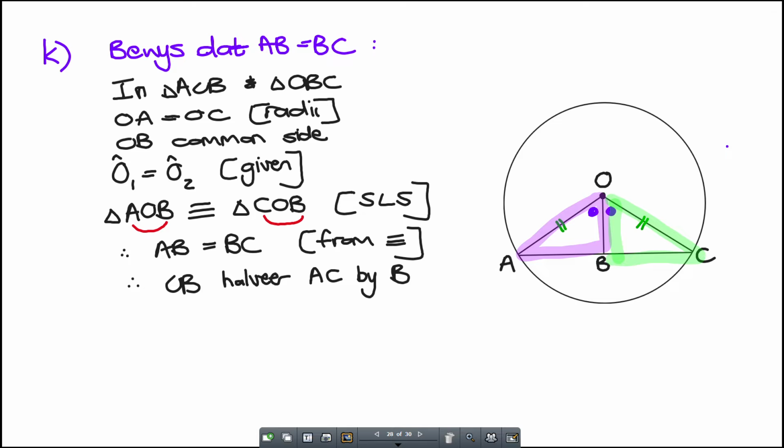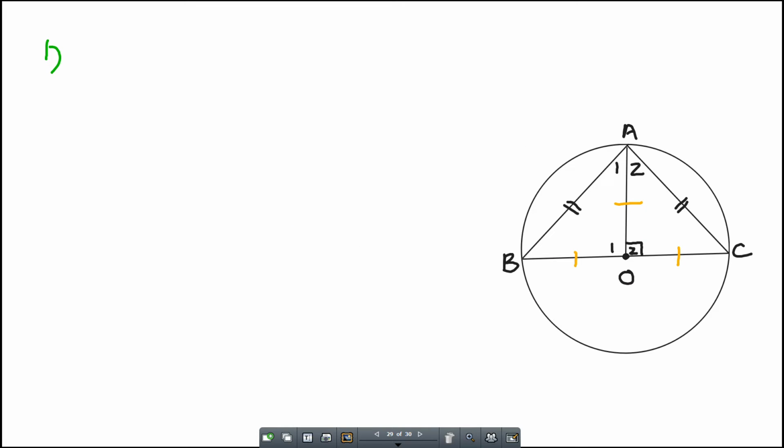Kan ek maar skip? Is there any other questions here? Right, then at L. Hier sê hulle vir my, in die diagram is O die middelpunt van die sirkel, waardeur A, B en C gaan. They're telling me that AB is equal to AC. So that's given. Then, OA is perpendicular to BC. Ek moet nou bewys dat O1 en O2 gelyk gaan wees.